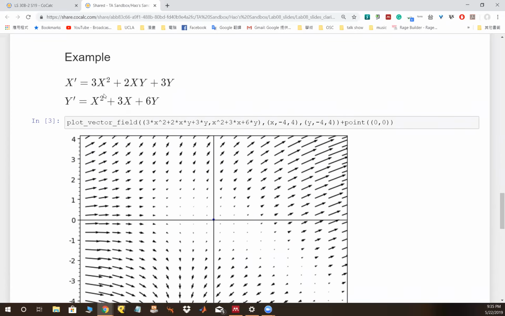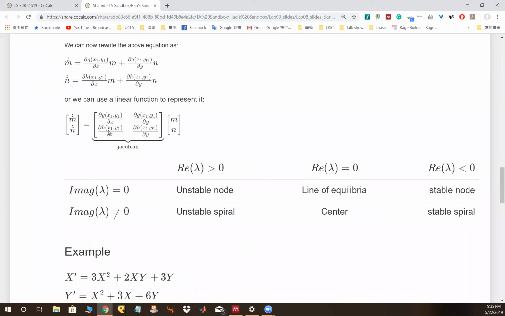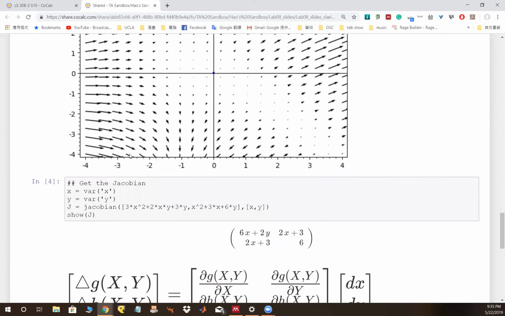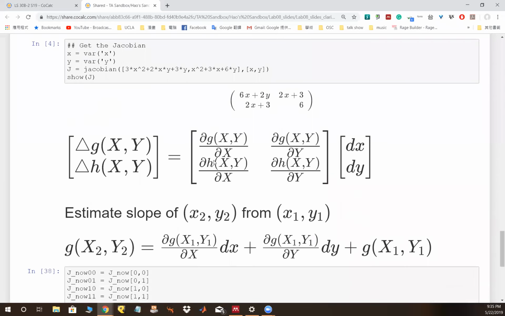By looking at this function, we can directly tell there's one equilibrium point at 0, 0, which is here, at the center. From the first graph, we know this is an unstable equilibrium point. So now we know it's unstable, but does this result fit with our approximation by the Jacobian? So now I just calculate the Jacobian here. So I got the Jacobian, and I approximate it.